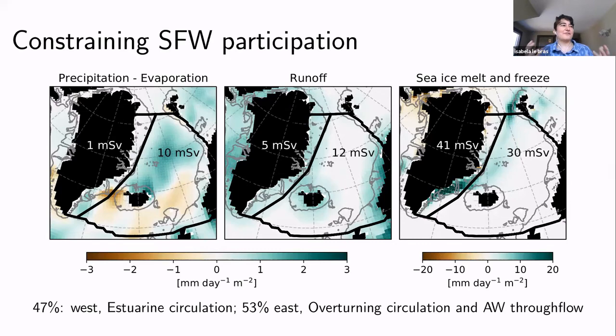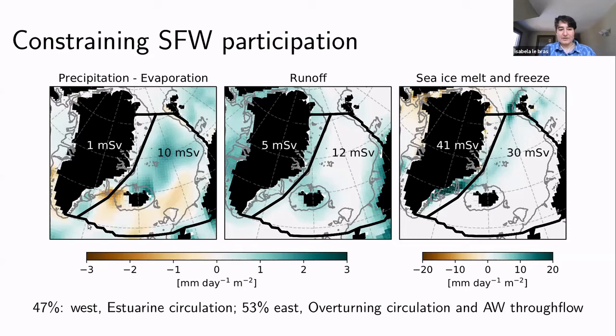And we can get a first guess at where on this line we're likely to fall by looking at how the surface freshwater is geographically distributed and how much likely participates in each limb. So here are the 3 different sources: precipitation minus evaporation; runoff, which includes Greenland runoff as well as river runoff; and sea ice melt and freeze. Iceberg melt is, I think, in this sea ice melt and freeze as well.